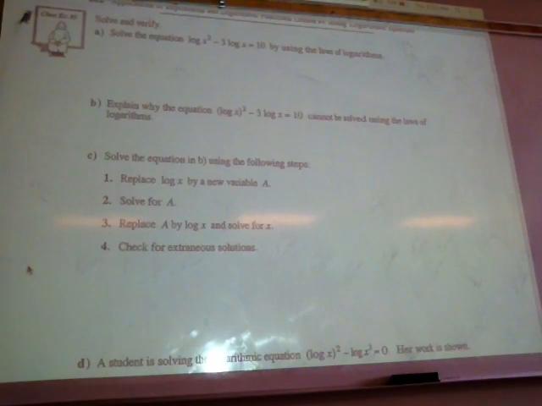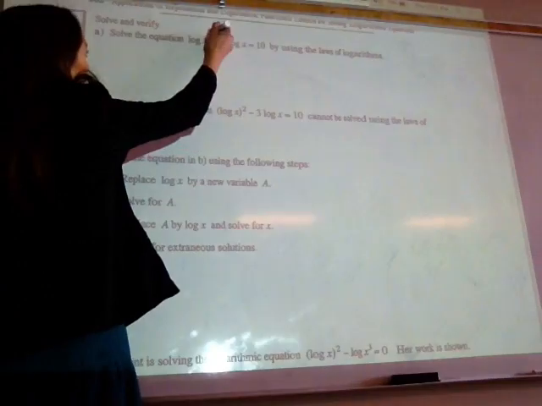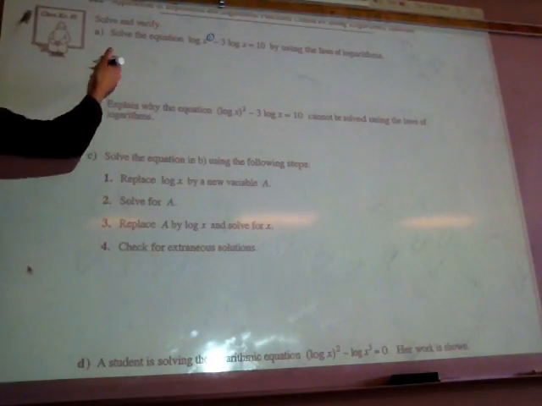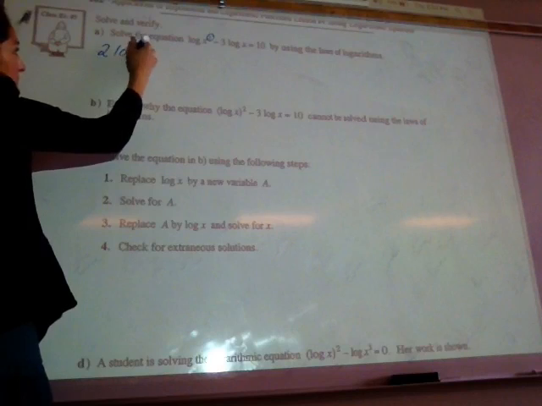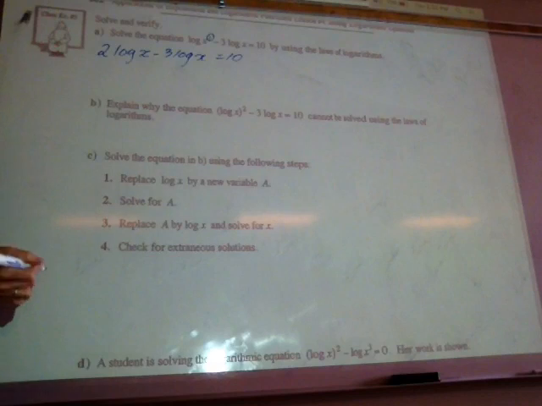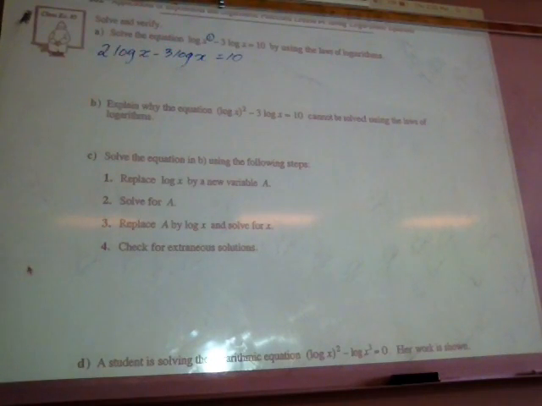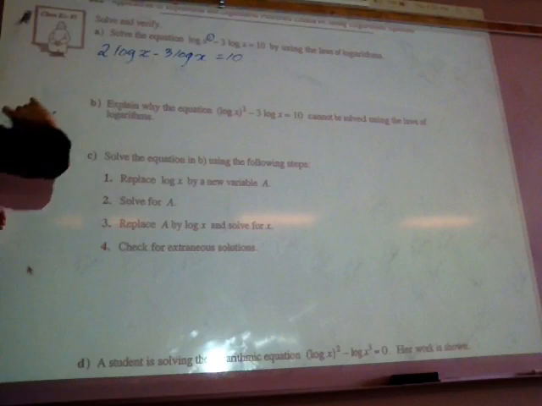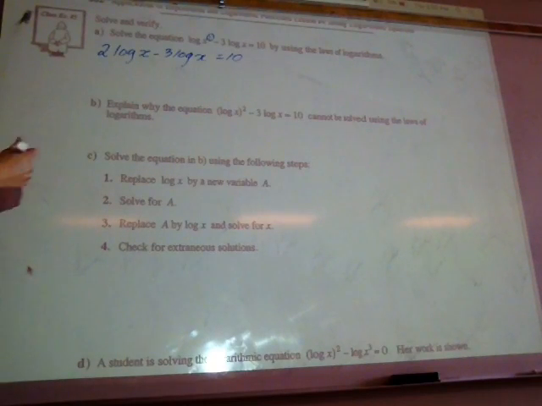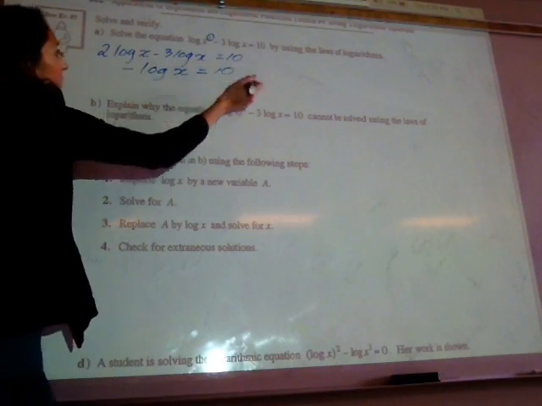Stan, do you want to use the power law on the first term or the second term? Doesn't matter. First? Okay. So Stan wants to apply the power law to this exponent 2. So that means we can put the 2 out front. If you chose the other way, keep going with it. It's fine. It will work out to the exact same thing. Okay, we have a log x and a log x. They're the exact same thing, so we just have to add together the coefficients. 2 minus 3, we get negative 1 log x. That equals 10.